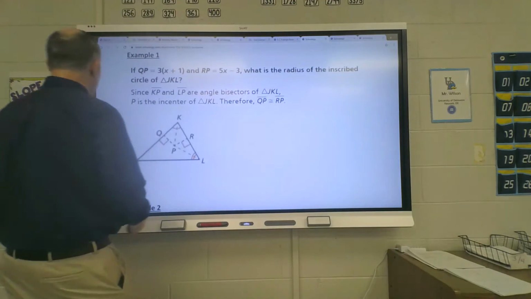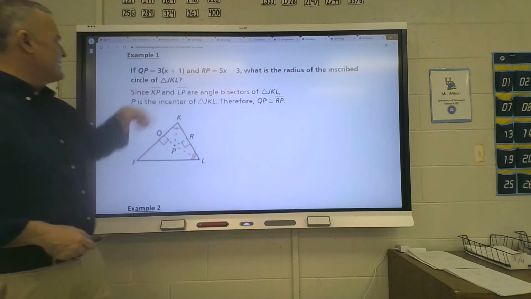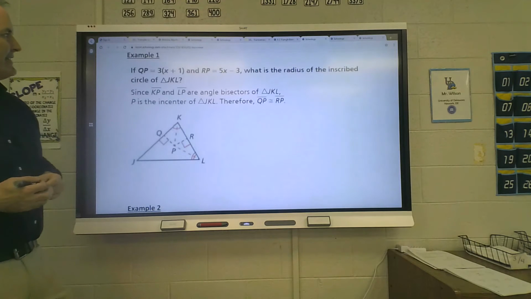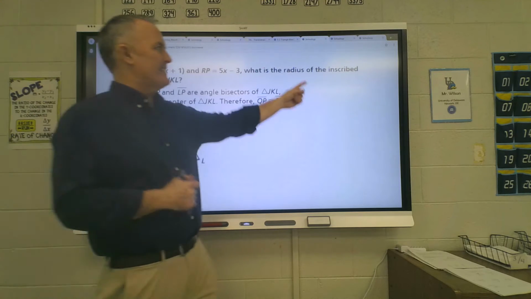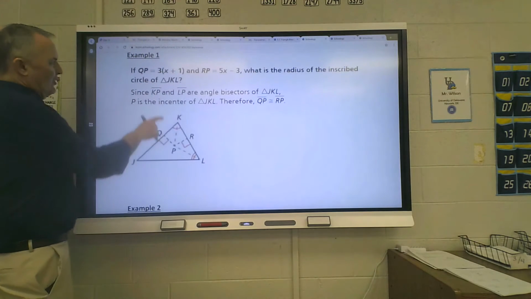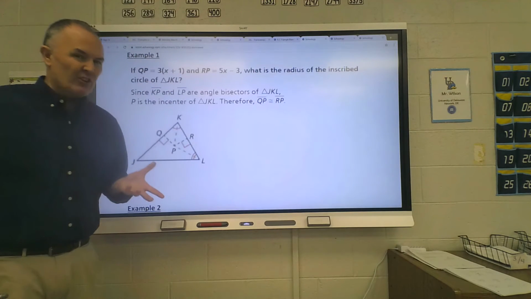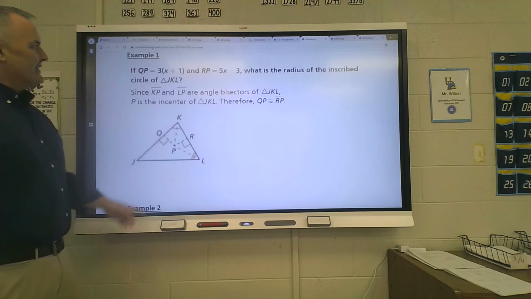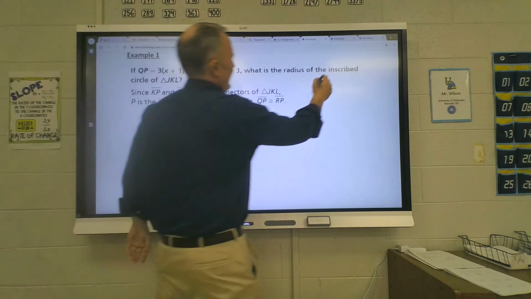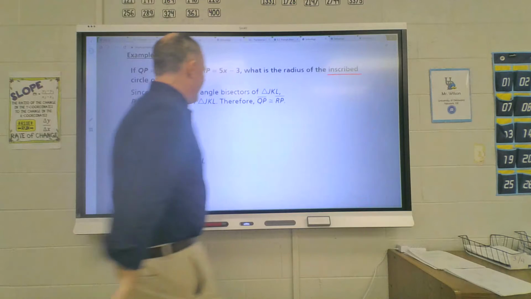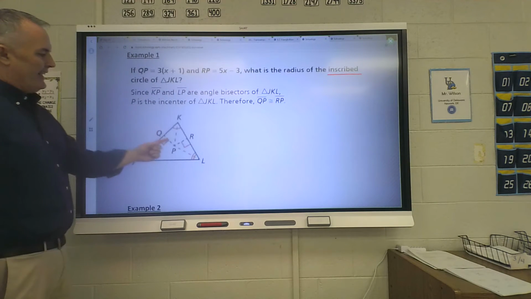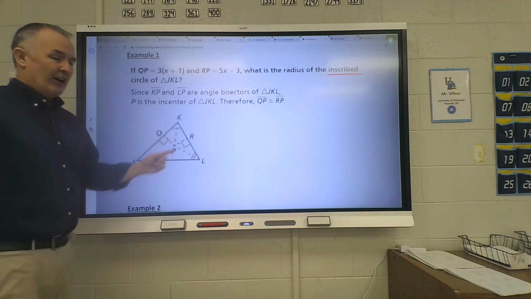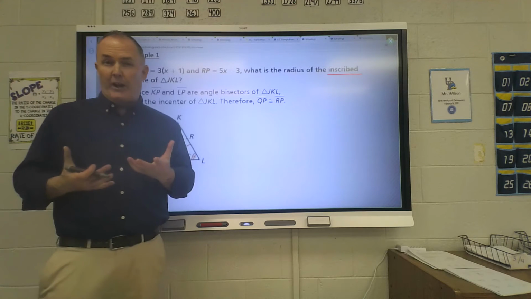On today's class. All right, so we have here, it says if QP is 3 times x plus 1 and RP is equal to 5x minus 3, what is the radius of the inscribed circle of JKL? Well, it doesn't have a circle on the inside, but since it's talking about an inscribed circle, we know that we're dealing with angle bisectors here. So we know that QP and RP would be the same distance. So it would be the radii.